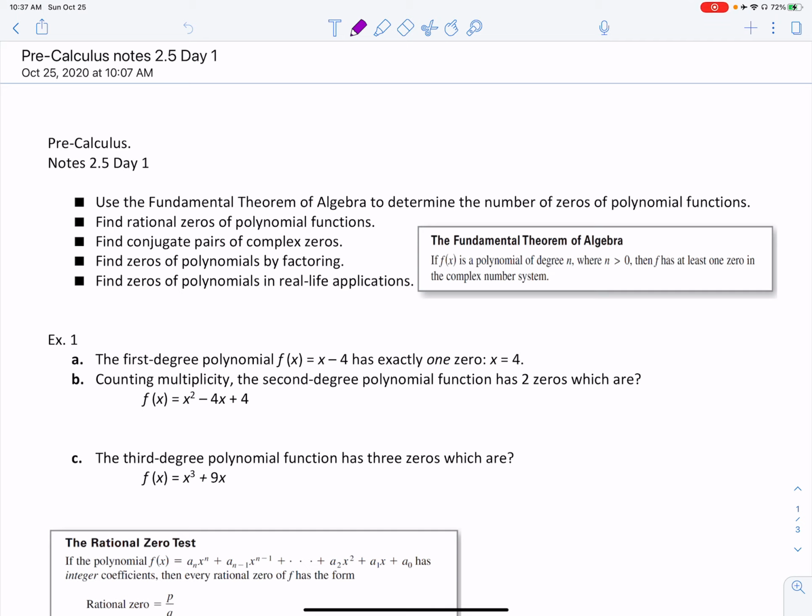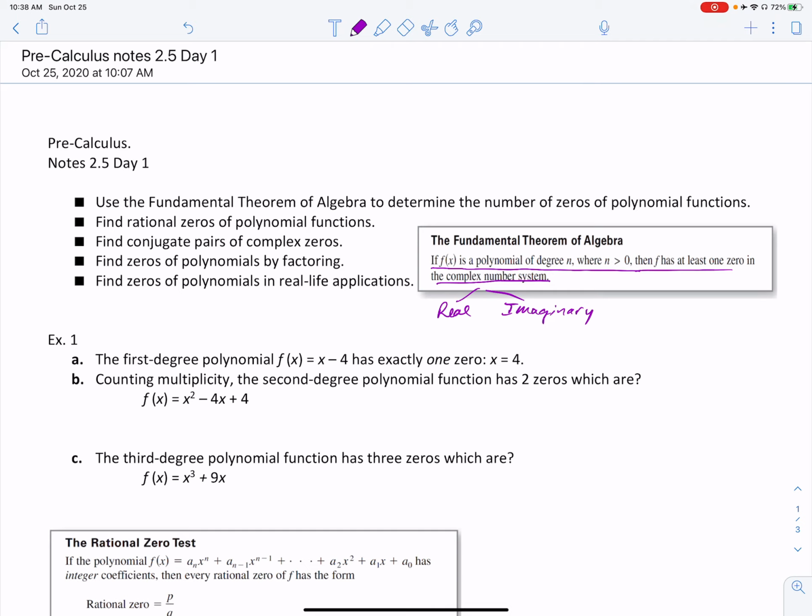So we're going to be looking at polynomials, and we have the fundamental theorem of algebra here that says if f of x is a polynomial of degree n, where n is greater than 0, then f has to have at least one 0 in the complex number system. And remember that the complex number system is composed of both real and imaginary. So the complex numbers have just plain real numbers within them. And so that just says, if it's of degree 3, we have at least one 0 in the complex number system. No matter what the degree is, as long as it's greater than 0, there are complex solutions.